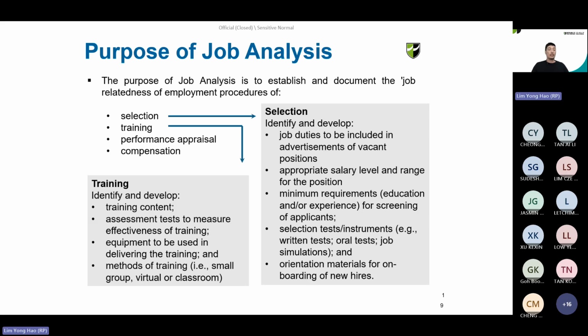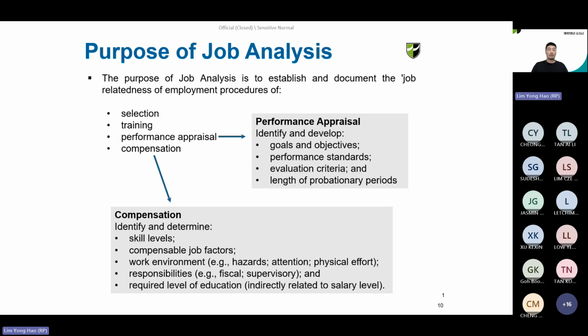So selection, training, right? Of course, performance appraisal allows you to use the information to look at standards. What are the jobs? Are you doing your job? Are you performing your tasks and duties? The clearer the output from job analysis is, the easier it is for this information to be used in performance appraisal, right?